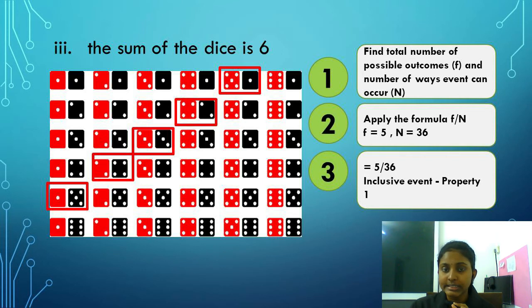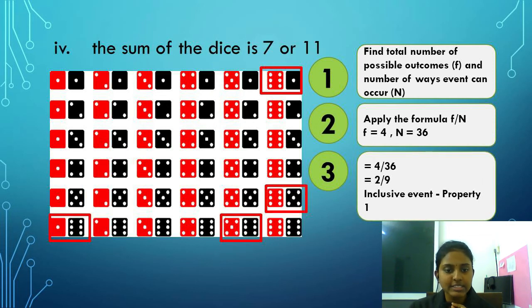So let's move to the third step, which is we calculate the formula 5 over 36. We will get an inclusive event, which is property 1. The probability of an event can occur is between 0 and 1.